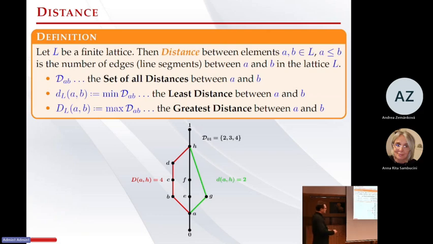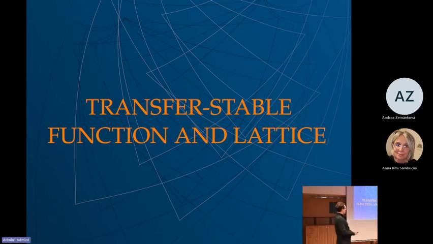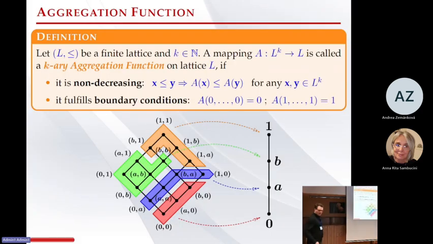For me, distance stable lattices are very important because in these lattices, for each 2 elements, the least and the greatest distance between the elements are the same. So we can see this is a distance stable lattice and this is not a distance stable lattice. Now we all know aggregation functions, so I can skip it. Okay, a binary aggregation function on a 4-element chain.